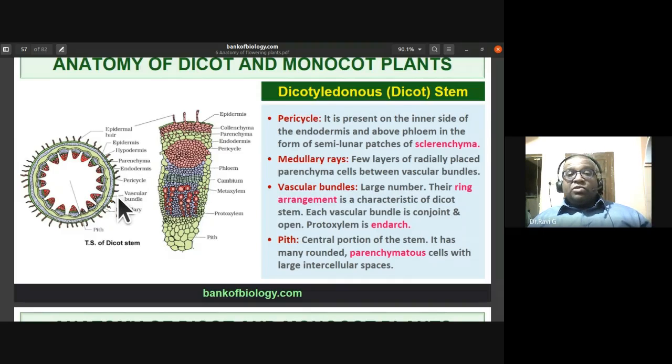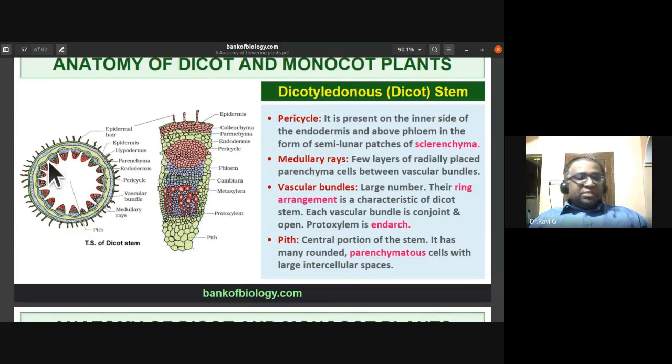So here we don't use any term called conjunctive tissue. I've already told you, the term conjunctive tissue we utilize exclusively only for the description of roots. The parenchyma in between the xylem and phloem patch, we call conjunctive tissue. In the case of a dicotyledonous stem, the parenchyma tissue in between the vascular bundles, we call the medullary rays.